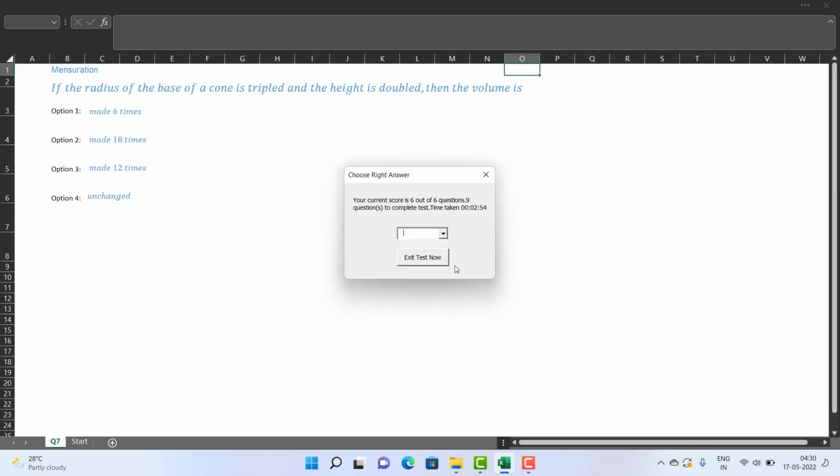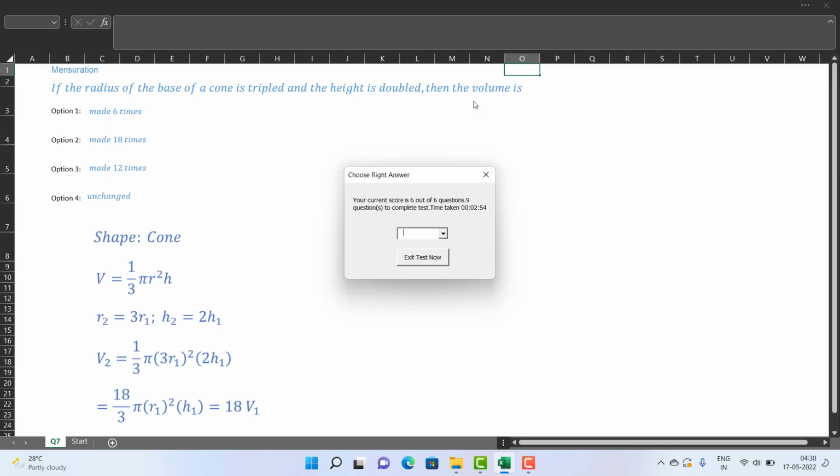Bravo. If the radius of the base of a cone is tripled and the height is doubled, then the volume is, so R2 is equal to 3 times R1, H2 is equal to 2 times H1. Therefore V2 by V1 is equal to 1 by 3 pi R2 squared H2 divided by 1 by 3 pi R1 squared H1. Substitute for R2 and R1, H2 and H1, you get 9 into 2, that is 18 times. Option 2 is the correct answer.